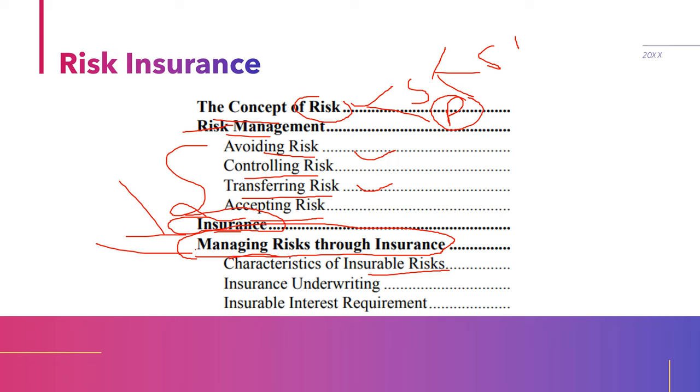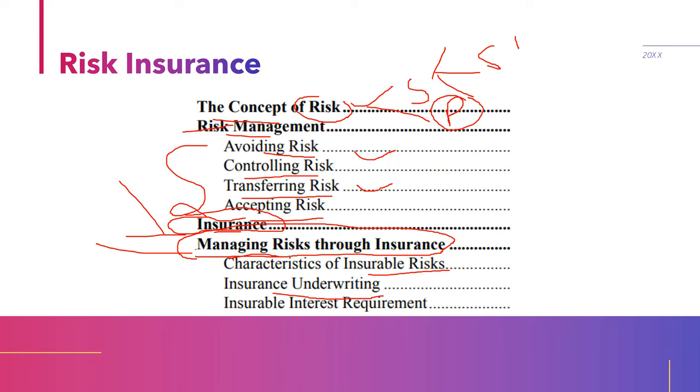Now we are moving to insurance underwriting. So what is insurance underwriting? Insurance underwriting is a process of assessing and classifying the degree of risk represented by a proposed insured, and the underwriter will make the decision to accept or decline the risk.